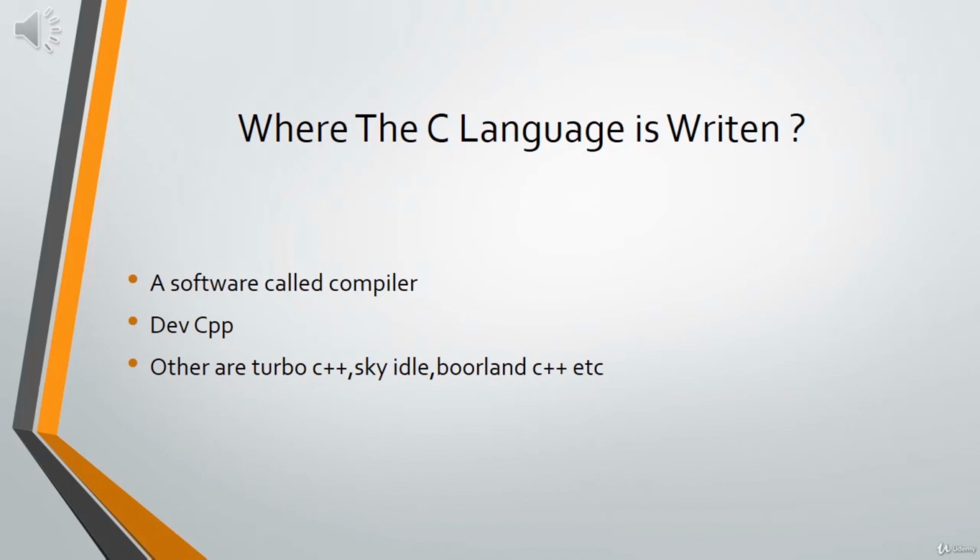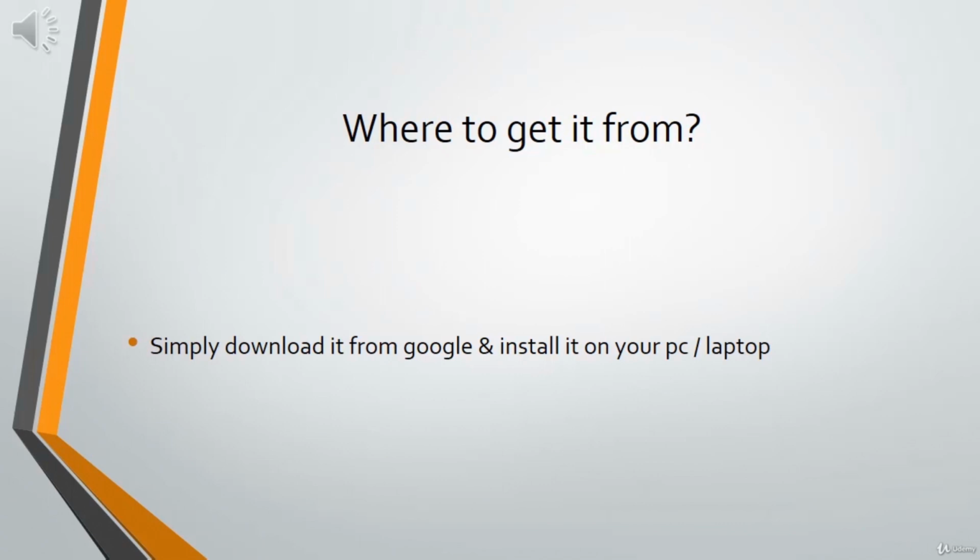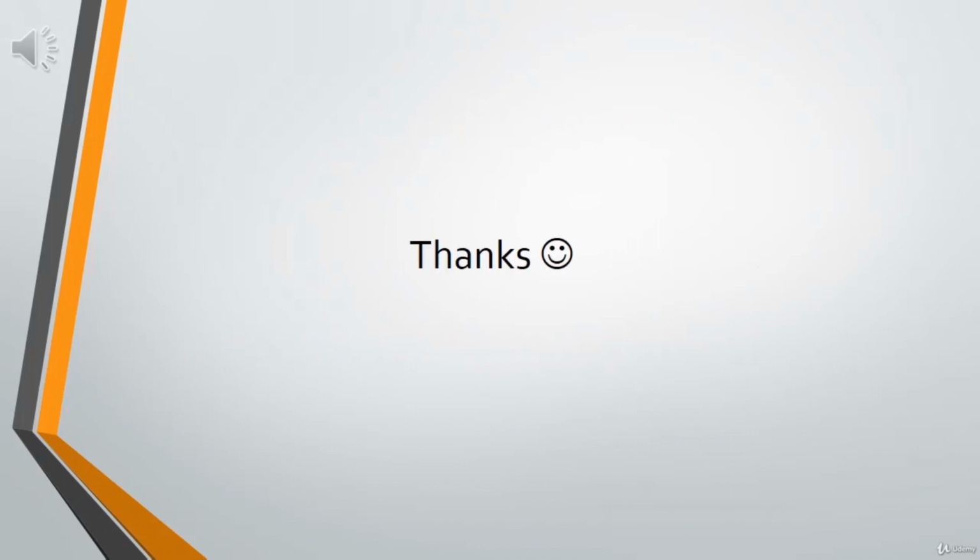So where is the C language written? A software called a compiler is used to write the C programming code, and Dev C++ is the most popular compiler. The others are Turbo C++, Sky IDLE, and Borland C++, etc. We will use Dev C++ because it is simple. So from where should we get it? Simply, we can download it from Google.